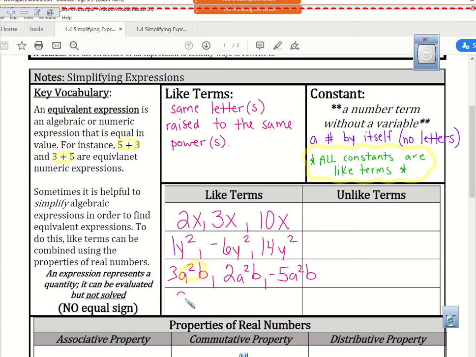Last but not least, you can have constant terms, so like 2, 16, negative 20. So if it's just constant terms, those are also like terms. You can combine them.